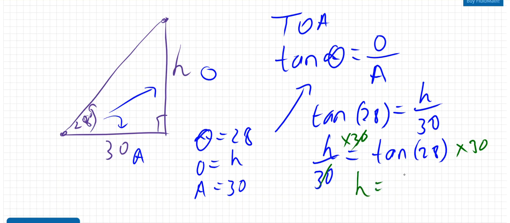So h is equal to, now put this into your calculator. Please make sure your settings are in degrees as well. And now h is equal to 30 times tan 28, put into your calculator, you get 15.9512 and so on. The question says to write it to the nearest meter, so approximately you should have had 16 meters. Don't forget your units.